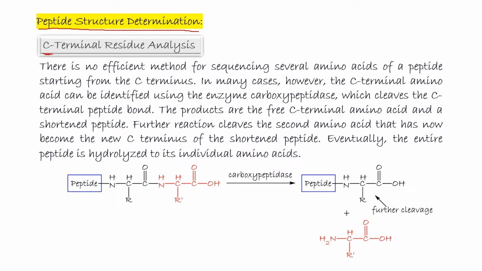Actually, there is no efficient method for sequencing several amino acids of a peptide starting from the C-terminus. In many cases, however, the C-terminal amino acid can be identified using the enzyme carboxypeptidase. Well, in this case, we have the peptide incubated with the carboxypeptidase and monitor the amino acid released out of this reaction. So we get this part out.